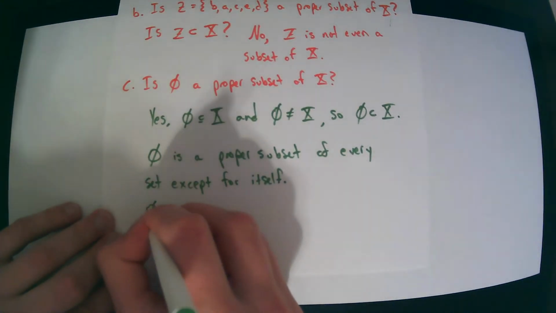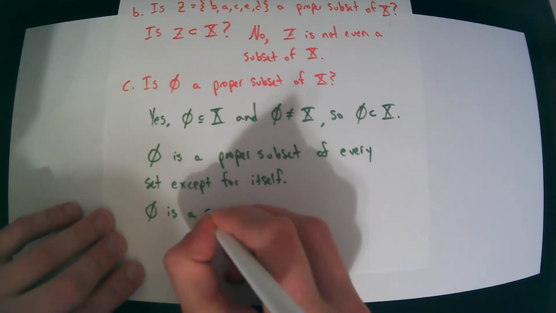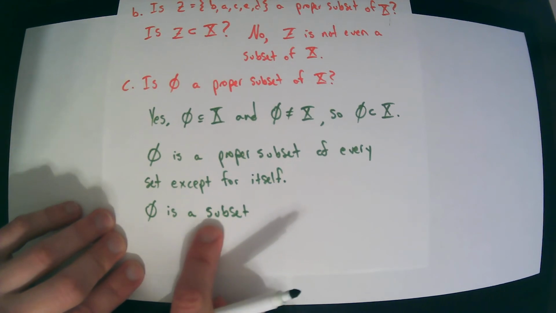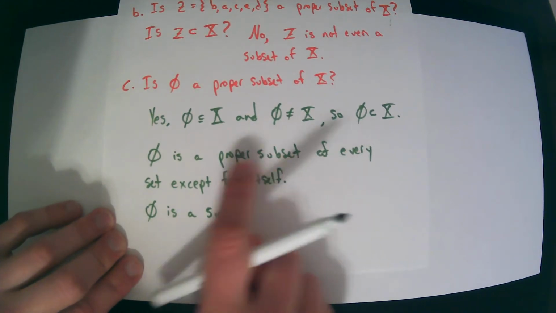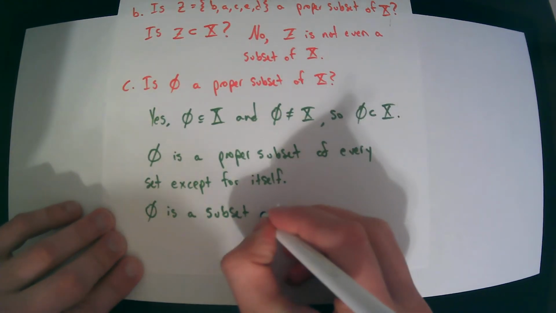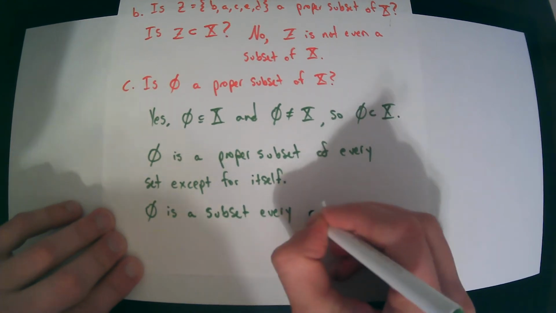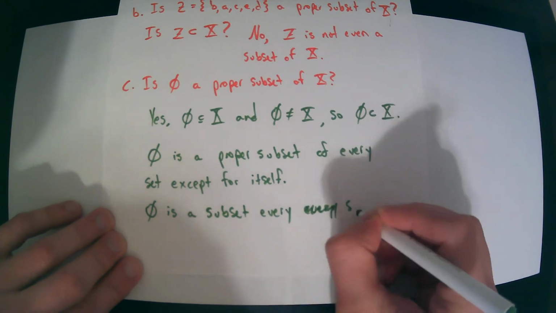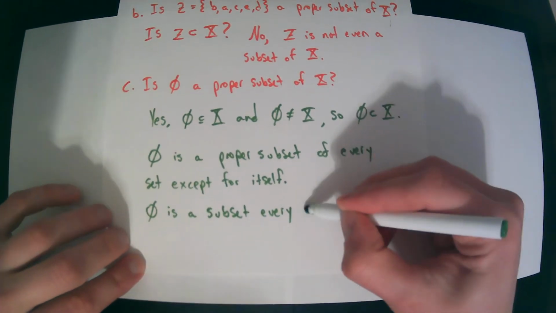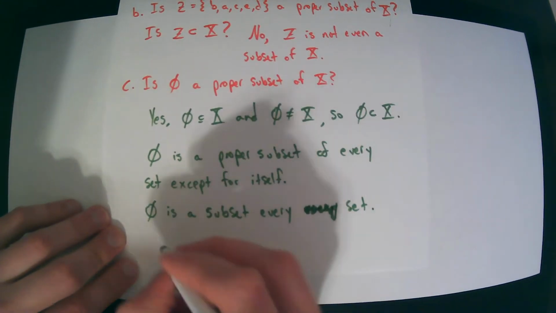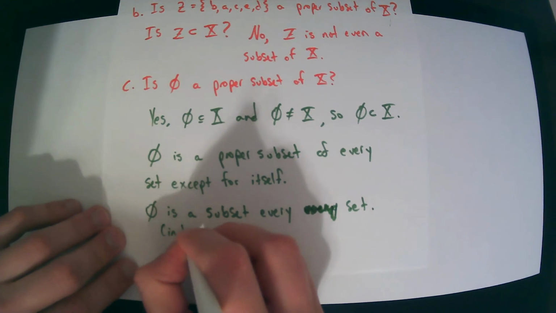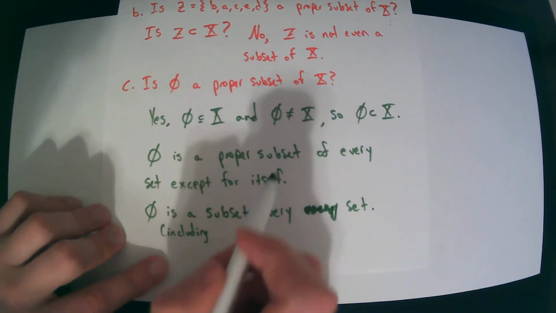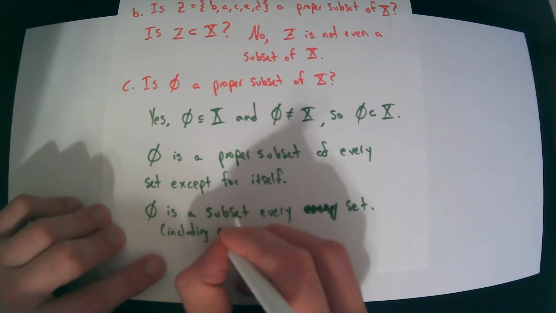I can say one thing though, X is a subset. Remember, subset's a less strict club. This is a stricter club, so is a subset of every set. Oh, I don't know why I wrote every set twice. Including itself. Right, because a set can be a subset of itself. We answered that earlier. Can't be a proper subset of itself, though.